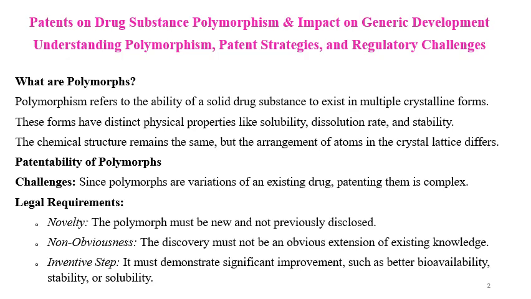So, polymorphs are the crystalline forms of the same drug substance. Polymorphism refers to the ability of the solid drug substance to exist in multiple crystalline forms. You might have heard regarding different polymorphs, polymorph A, polymorph B, like this you might have heard somewhere. So these are the different polymorphs of the same drug, and these polymorphs have distinct physical properties like solubility, dissolution, and stability.